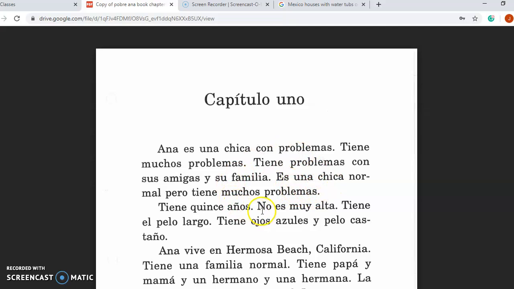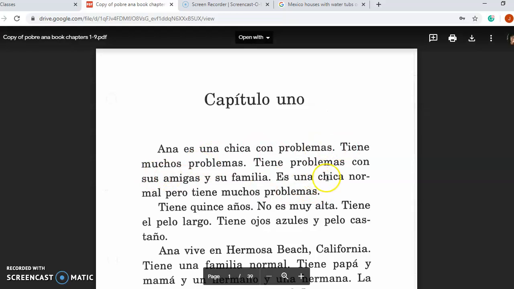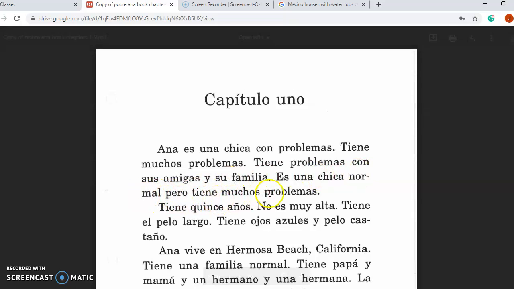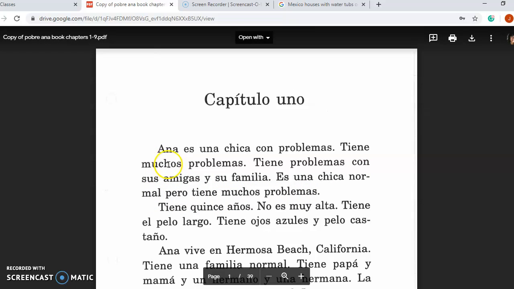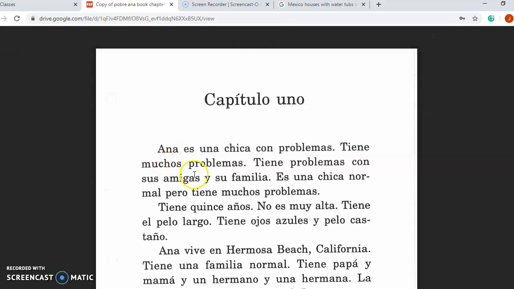So as we can see, we're using chica normal for a normal girl. So it's really girl normal in Spanish. Muchos means a lot or many.